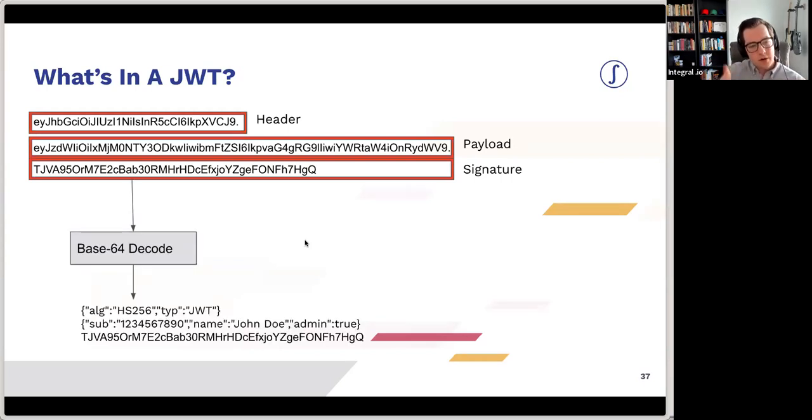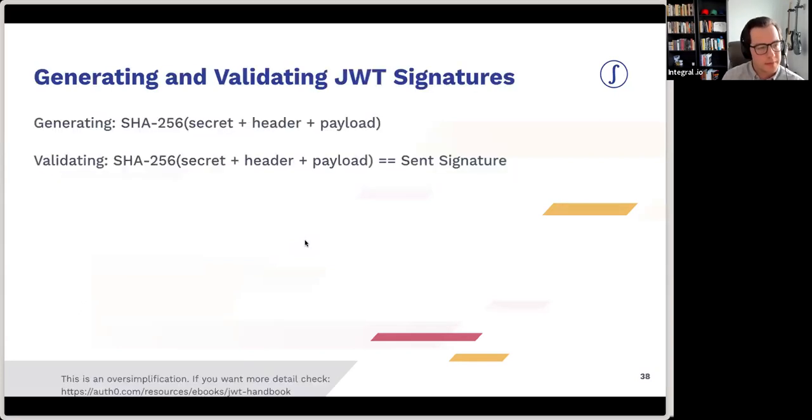And when you decode this JWT, this is what you get out. Notice that the header and the payload are actually JSON, right? And the header says, here's the algorithm that we're using for this token, and this is a JWT. And the payload says this person's name is John Doe, and they are an admin, apparently, right? And the signature is not base64 encoded. And we're going to talk about what that signature is made of and why that is secure.